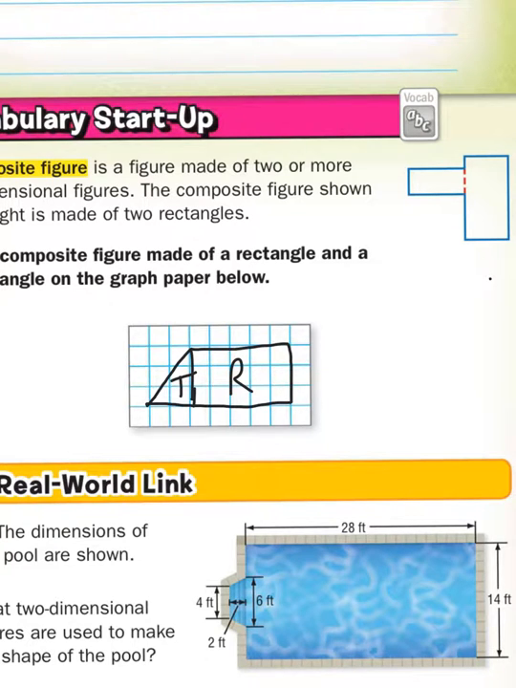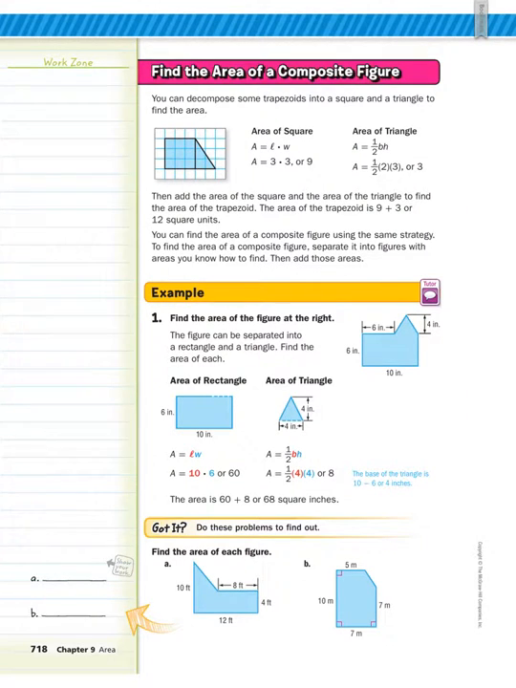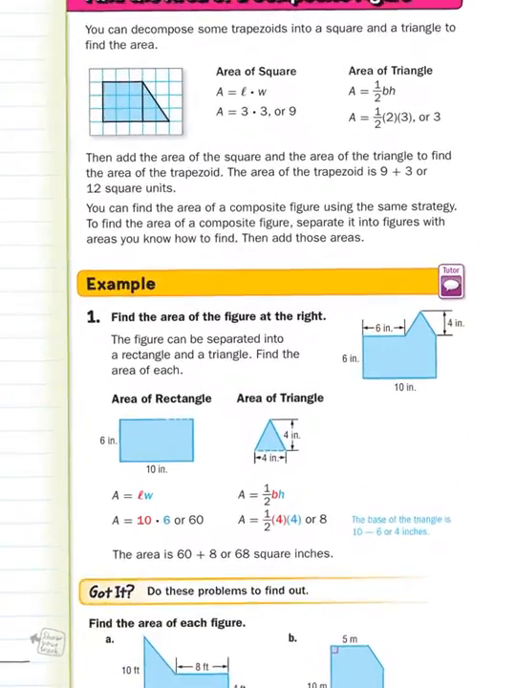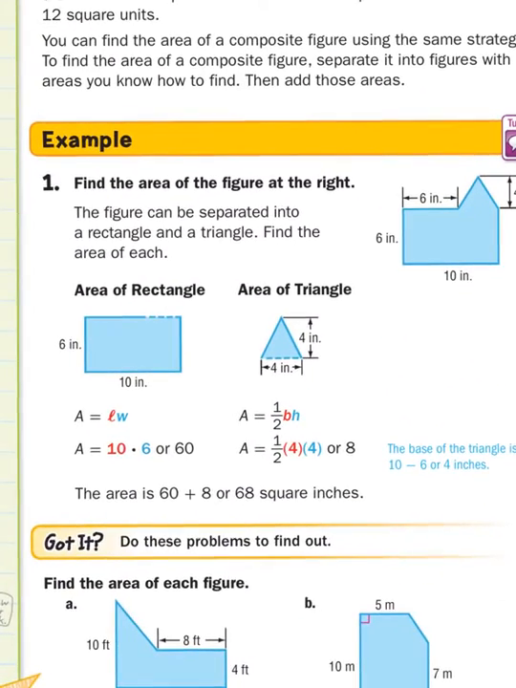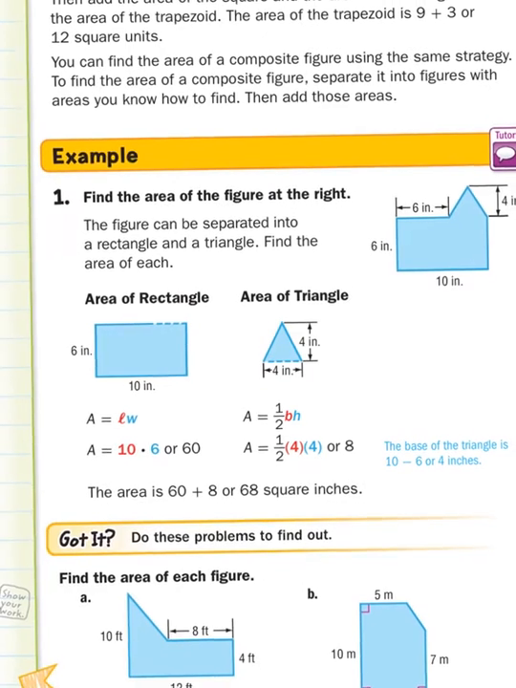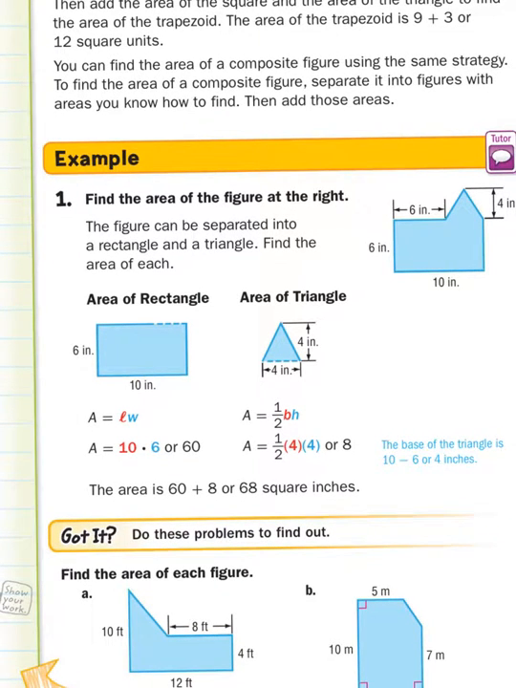So, going on to the next page. You have to find the area of composite figures. And this can be tricky. But we did this a little bit in the past with PSSA powers, and we are splitting figures up into their smaller shapes. So, going down here, let's start with example 1. In example 1, it says, find the area of the figure at the right.